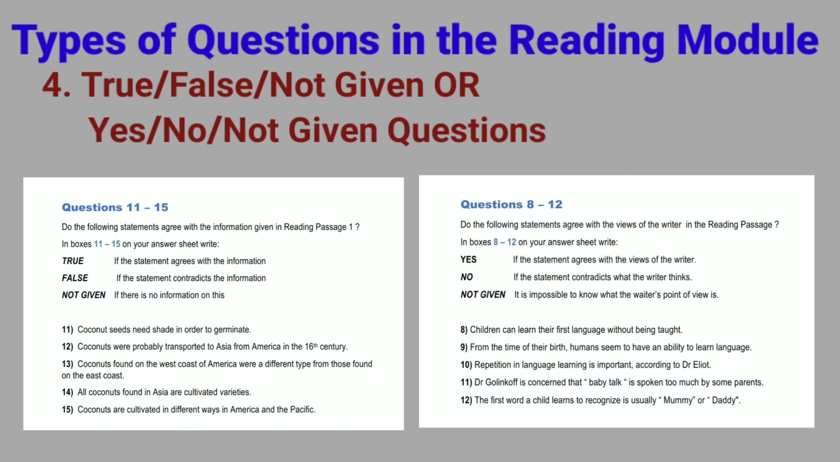Likewise, questions 8 to 12. Do the following statements agree with the views of the writer in the reading passage? In boxes 8 to 12 on your answer sheet, write yes if the statement agrees with the views of the writer. Write no if the statement disagrees with or contradicts what the writer thinks. Write not given if it is impossible to know what the writer's point of view is.